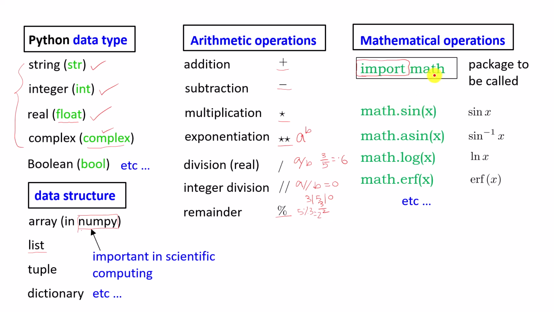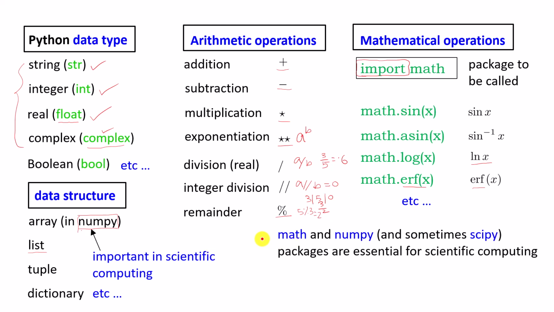So at the beginning of the program, we have to write the statement import math, and then we have to write math.sin x to get the value of sin x, or math.asin x to get the value of sin inverse x, math.log x that will give me the natural logarithm of x. Similarly, erf x will give us the error function of x, etc. There is a long list of mathematical functions available in the math package, and we will encounter many of them in our usual scientific computing.